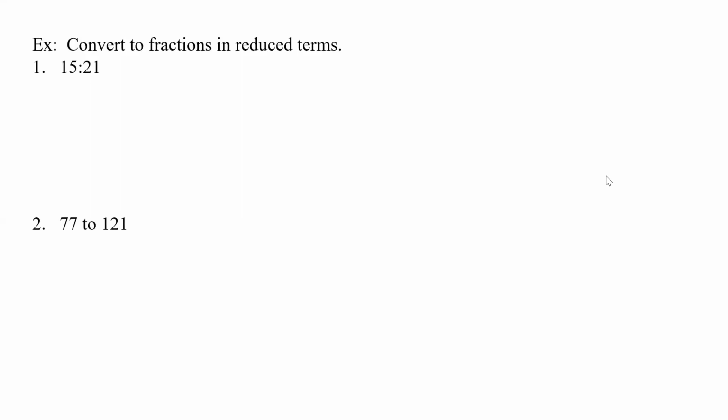So the first thing we're going to do is convert to fractions in reduced terms. So we're going to start with two different forms. We're going to start with the colon, and then we'll do the one with the wording. But again, they mean the same thing. So it says it's the ratio of 15 to 21. So that means we're just going to take 15 over 21.